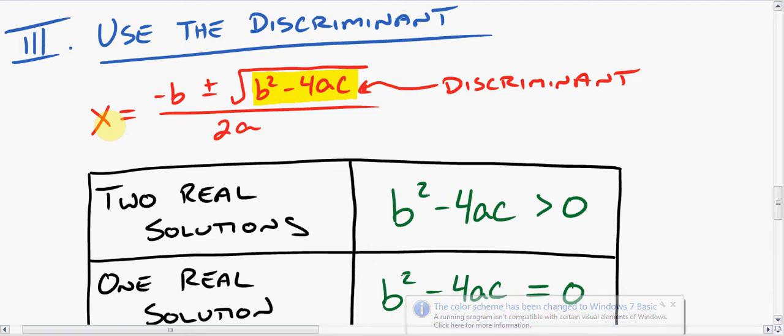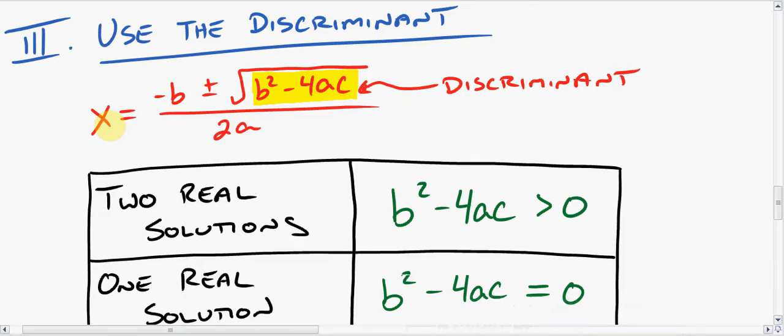This is section 4.8, where we are going to learn how to use the discriminant. And before we can learn how to use the discriminant, we have to learn what the discriminant is. The discriminant is simply part of the quadratic formula, and we've dealt with the quadratic formula quite a bit in section 4.8.